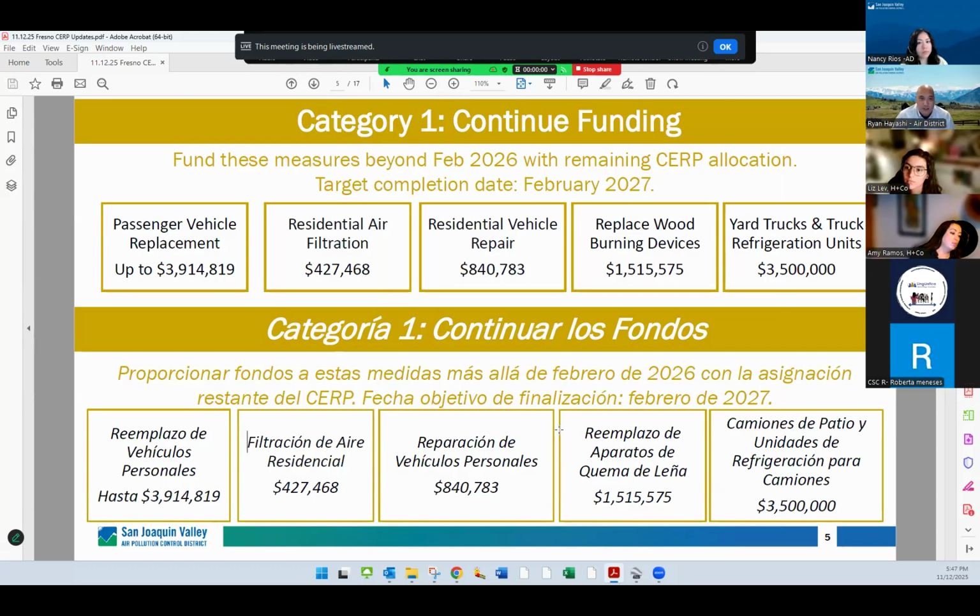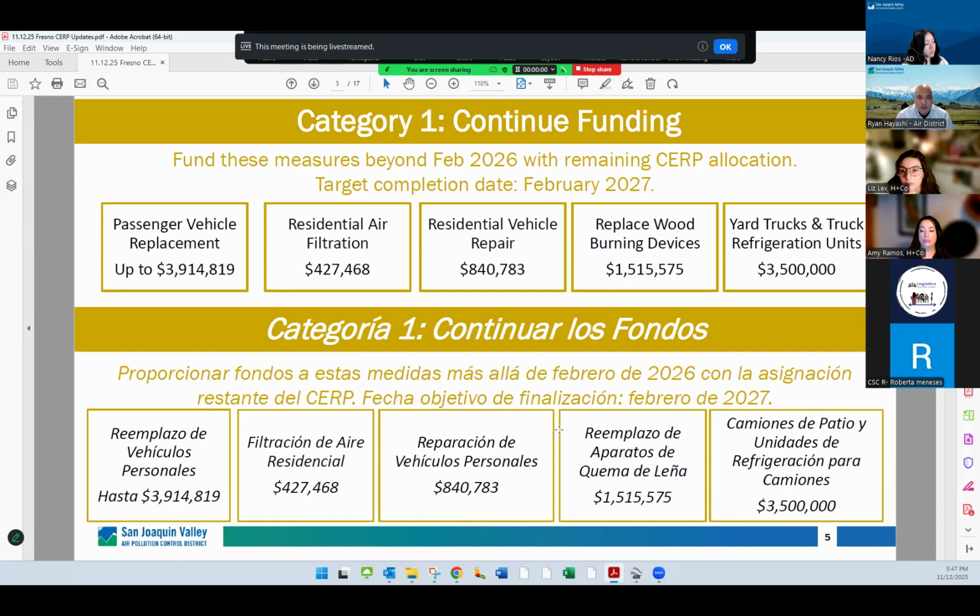So these are the residential ones that we want to continue to work with you on funding. We're seeing good participation in the passenger vehicle replacement, and thanks to you, you've done several reallocations. And so right now we have roughly a little less than $4 million in that category. But based on the rates at which we're spending that money right now, we don't see any issues with getting that spent in the next little over a year.